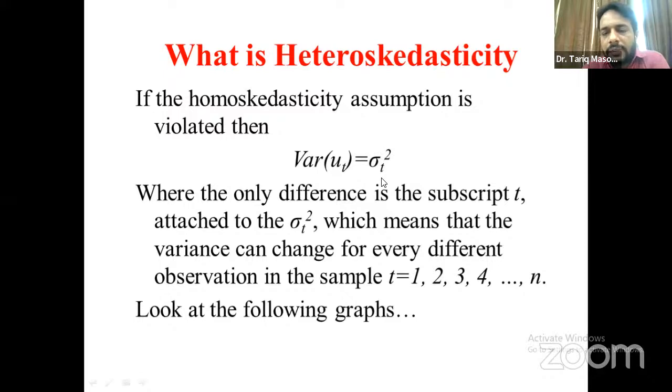t may be 1, 2, 3, 4, and if you are using subscript i, if you are using cross-sectional data, then in that case i is equal to 1, 2, 3, 4, 5, and so on. This means that variance is variable. If variance of ut is equal to sigma t square, then it is variable. There is change in variability of the disturbance term over the values of x and y.